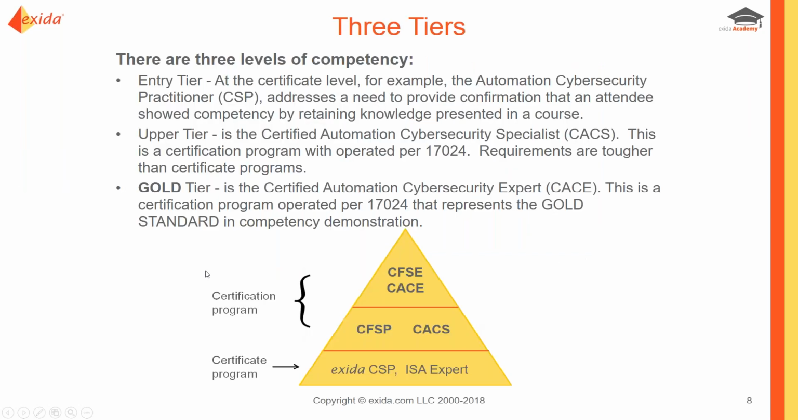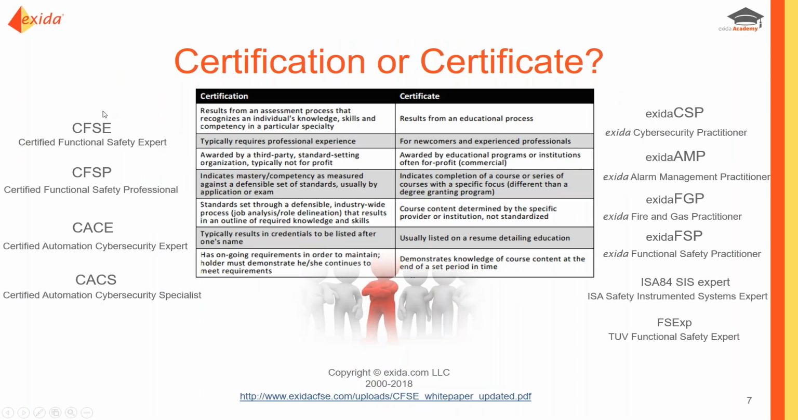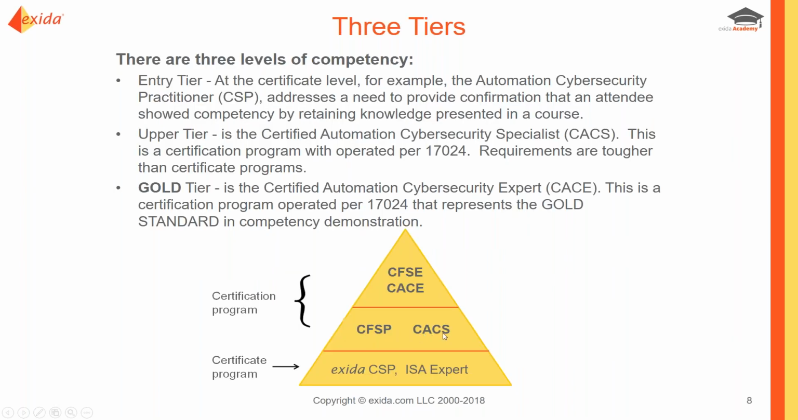Just to show one more slide on the different levels of the competency here, you do have a certificate program, and then as you move up, because I didn't specify in the last slide, the certificate program is that right side of that chart that I previously had showed here, right? So here's your certificate program, and then on the certification side, you'll see that the CFSP or CACS, which is your Certified Functional Safety Professional, and the Certified Automation Cybersecurity Specialist. These are one tier below, which I kind of called the two at the top, the gold standard, right, for functional safety and cybersecurity. And what makes a certification different is that you have to operate per 17024, whereas a certificate program you do not.